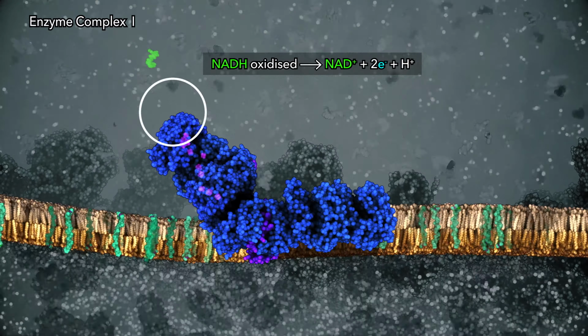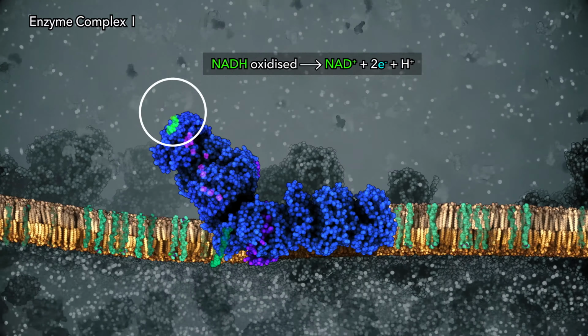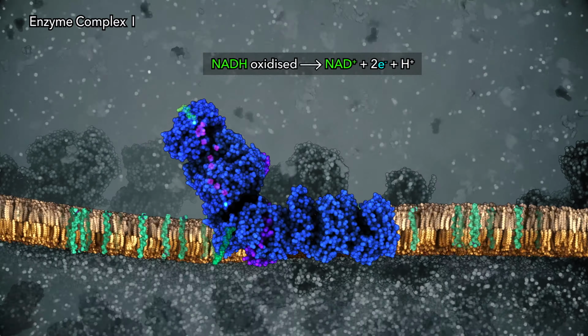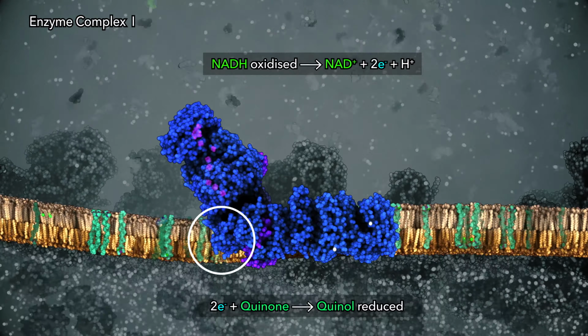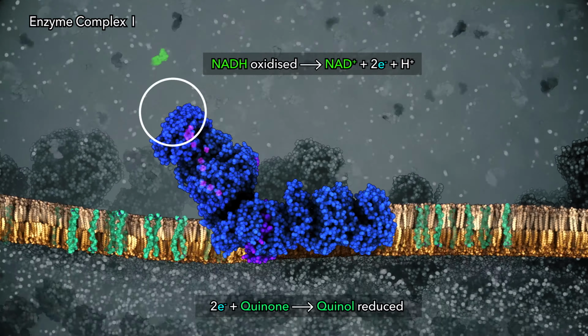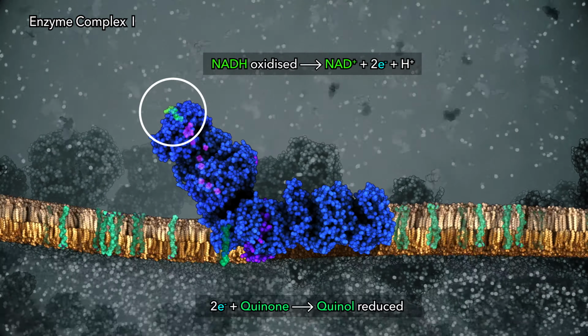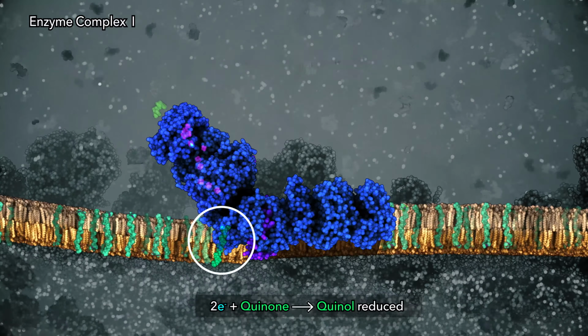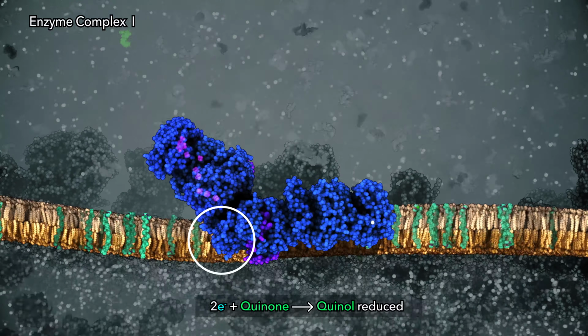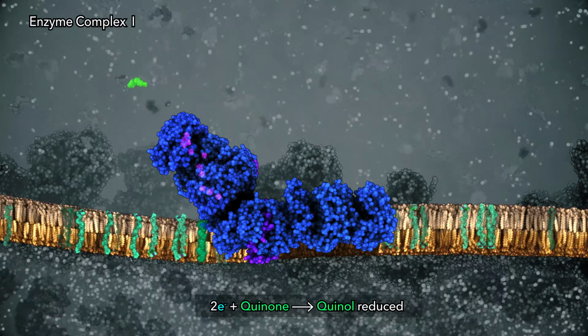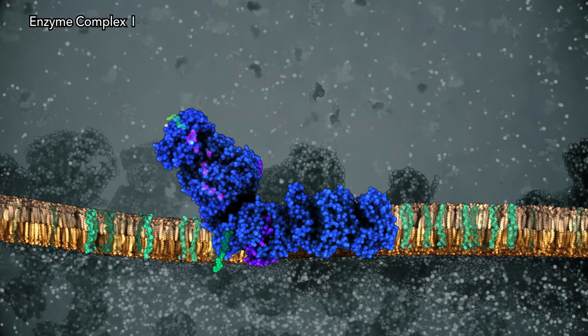Coenzyme NADH is oxidized at one end of the enzyme, releasing two electrons that hop through the interior to coenzyme Q, which is reduced. Traveling amongst membrane lipids, coenzyme Q carries electrons to the next step in the electron transport chain.